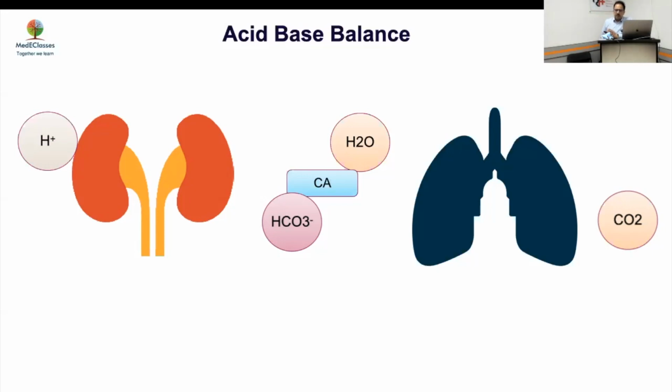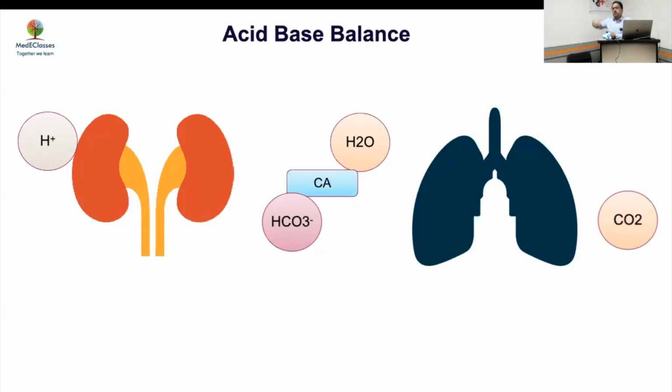And this is the basic difference between distal and proximal RTA. So what do you think is the problem, Dr. Prateek, in distal versus proximal? In proximal RTA, there is loss of bicarb. In distal RTA, the acidification is incomplete. So one is a problem where you cannot excrete acid. The second is where you cannot retain alkali.